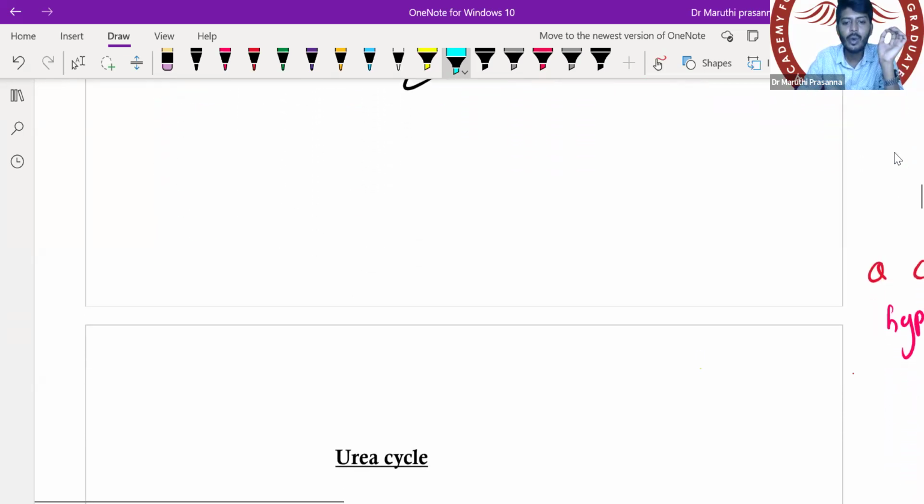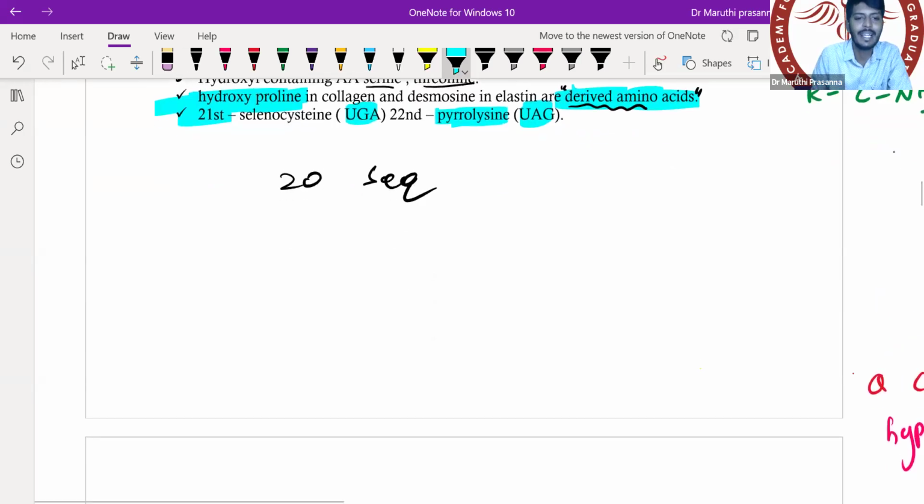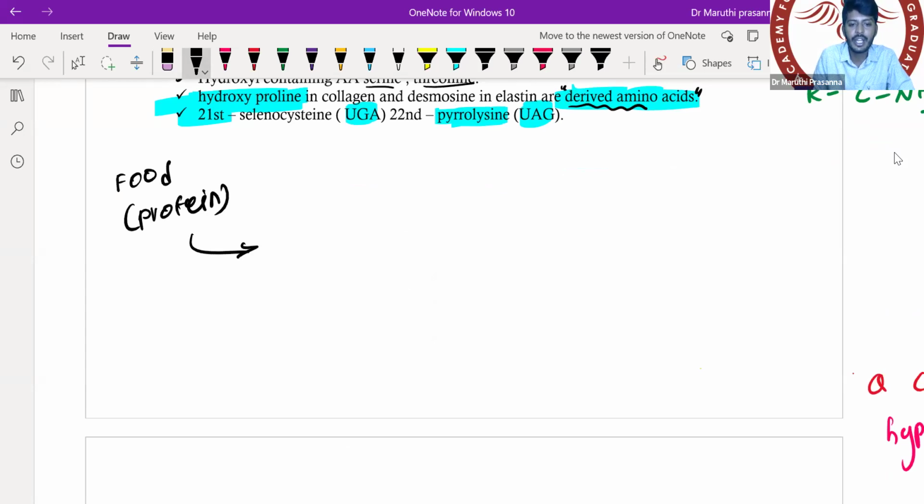All right. Once we understood that, let's talk about amino acids and proteins. Let's learn how exactly your body handles whatever protein you eat. First, the food consists of proteins, and they will come into the GIT. All the proteins are made out of what? Amino acids.